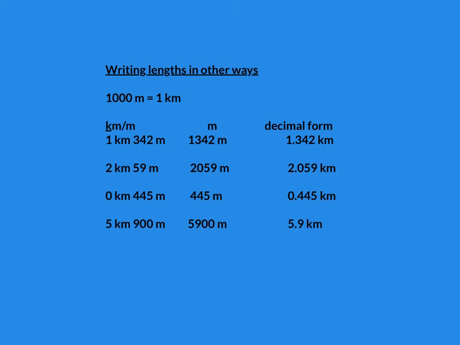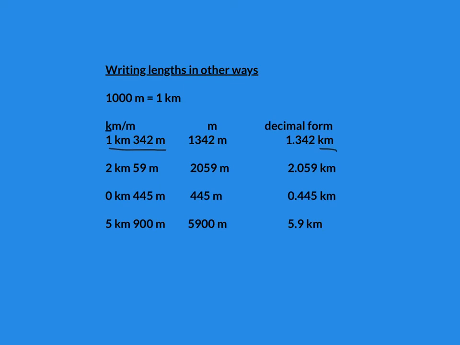So now we're going to look at how to write lengths in different ways, okay? This slide is very similar to the slide in yesterday's work. And again, just a simple fact to start us off, 1,000 meters equals 1 kilometer. If we look at the distance here, it says 1 kilometer, 342 meters, is in total meters 1,342, and then decimal form is 1.342 kilometers. Just emphasizing that your answer then is in kilometers.